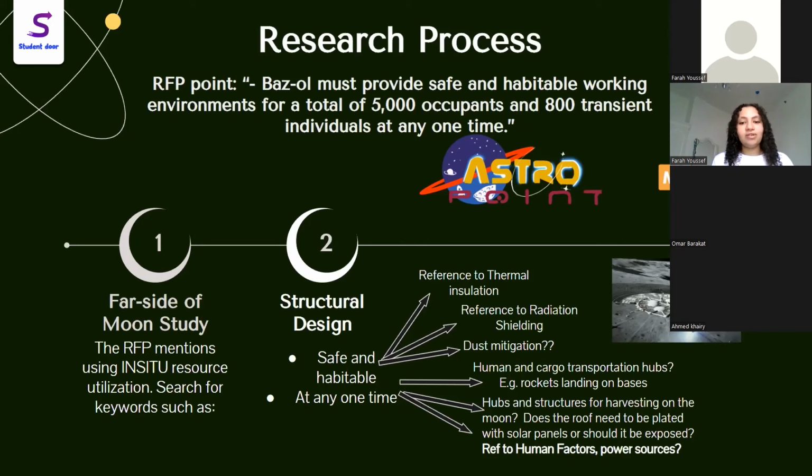That's a really good question overall though. It does get you thinking. And then, all right, great. And then for safety and habitability, you have to think about the thermal insulation, the radiation shielding, and dust.